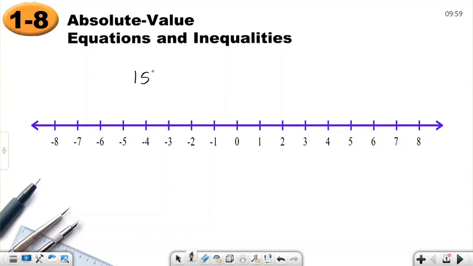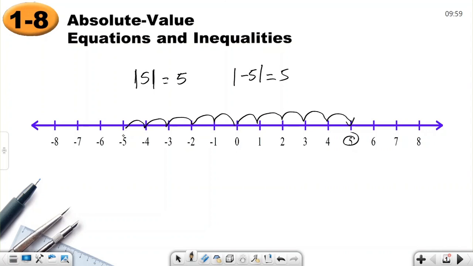Such as, what is the absolute value of 5? When I ask you the absolute value of 5, you can say it's 5. And the absolute value of -5 is equal to 5. Why? Both of them have a distance from 0 of 5 units. 1, 2, 3, 4, 5, so you get here 5. 1, 2, 3, 4, 5, and you get here -5. So the absolute value of -5 and 5 both is 5.